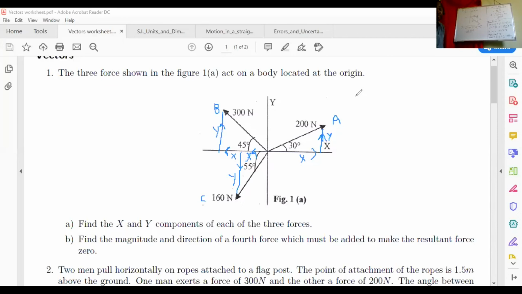Alright, so therefore we need to find the direction now, which is to find the angle. So let's find, using this angle here, tan theta. So tan theta is opposite, which is 181, over adjacent, 130.8. So therefore theta will be tan inverse of 181 divided by 130.8.